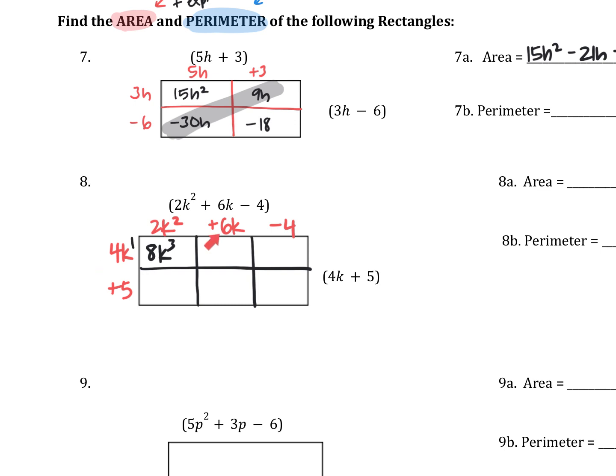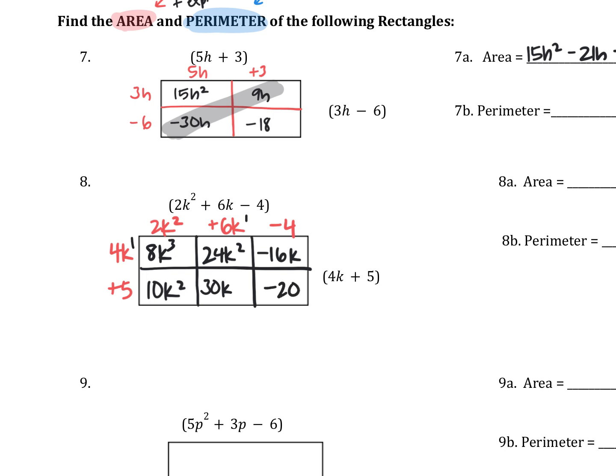4k to the first times 6k, also to the first power, would give me 24k to the second power. Then I take 4k times negative 4 to give me negative 16k. Second row, moving on, I've got 5 times 2k squared, which would give me 10k to the second power. 5 times 6k to the first power would give me 30k. And then 5 times negative 4 gives me negative 20.